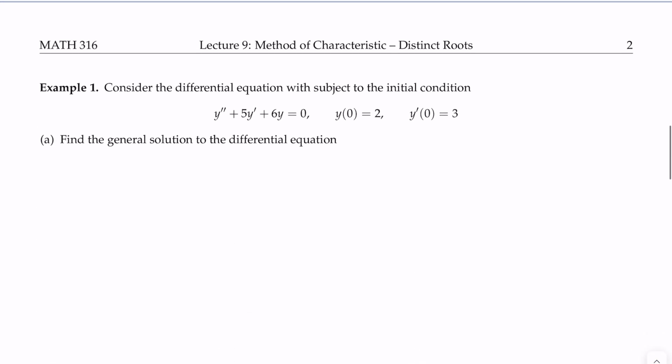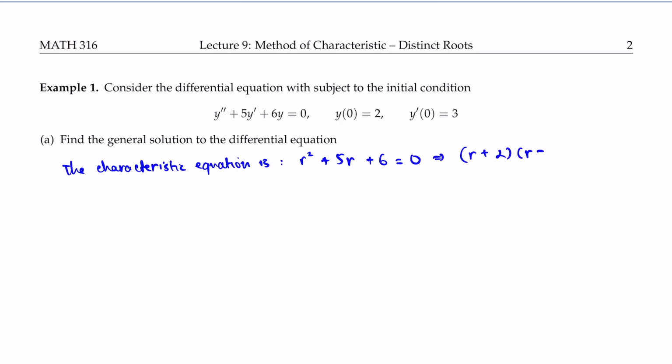So from this differential equation, the characteristic equation is r squared, that is from y double prime, plus 5r, that is from y prime, plus 6 equal to 0. And from here, you can factor the quadratic equation, and you get that r plus 2 times r plus 3 equal to 0. Okay. And you obtain two solutions. So this is the case of two distinct roots. You have r1 equal to negative 2 and r2 is equal to negative 3, or vice versa.